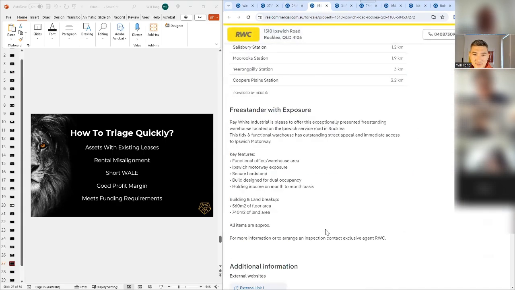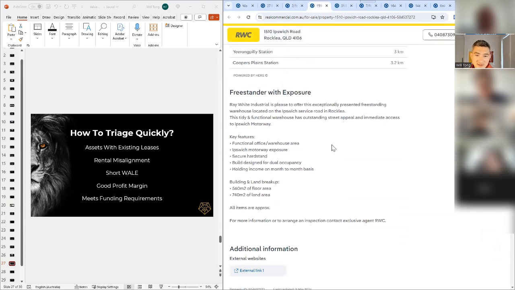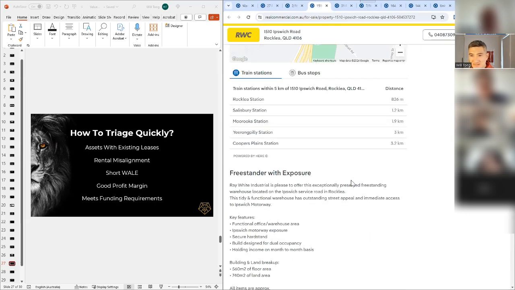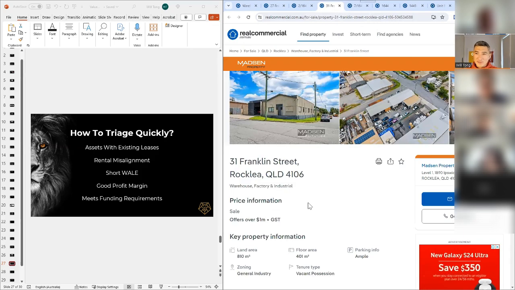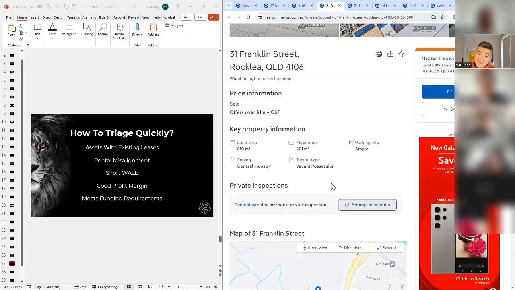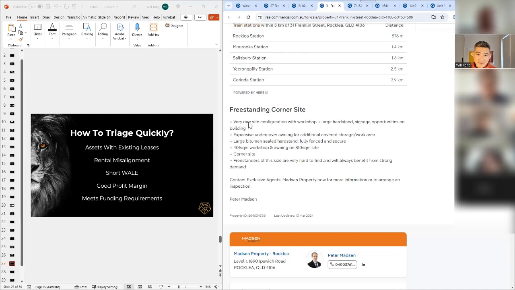This one again, let's have a look. Holding income on a month-to-month basis. Okay, this is almost the same as vacant possession, because an owner-occupier can come in and go, you know what, I'll just buy and occupy myself. So you're not going to be as competitive as an owner-occupier. So I will probably discount this. This one, that looks interesting. It says vacant possession, but is it? I don't know, maybe it is.